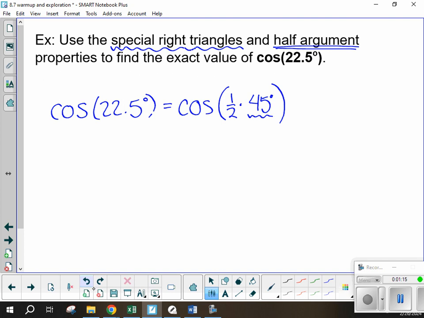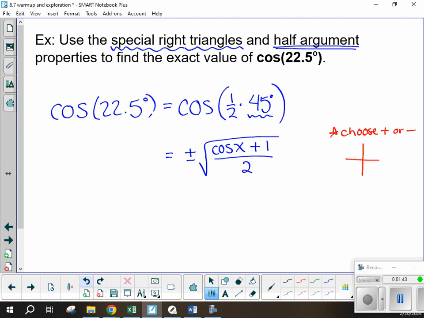Now let's just set up here our formula for a half argument property. Looks like this: plus or minus square root of, and this is right from the formula sheet, cosine of x plus 1 over 2. We know we need to choose a plus or a minus, so let's do that right now. I'm going to do that off to the side here. I'm going to decide which one of those I want. Now, because we're finding, go back to the beginning of the problem, cosine of 22.5 degrees, that falls here in quadrant 1, so we're going to choose the positive. All trig functions are positive in quadrant 1.